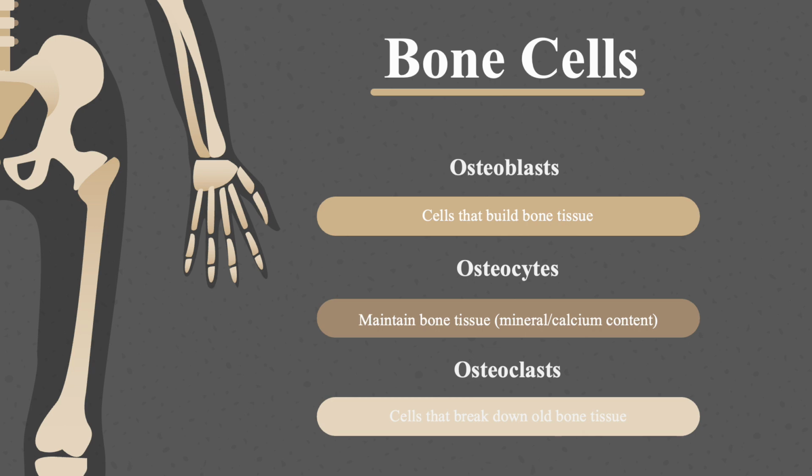Following with bone cells, we have osteoblasts, which are cells that build bone tissue, and then osteocytes, which maintain bone tissue by controlling the mineral and calcium content. And then we have osteoclasts that break down old bone tissue.